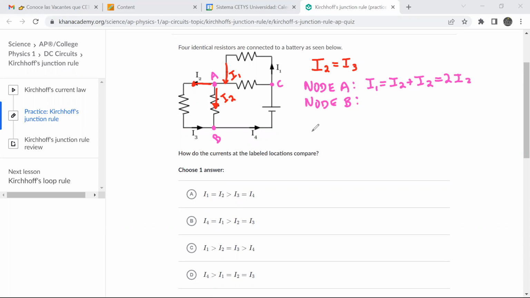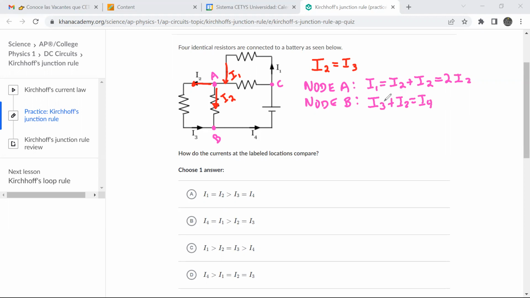Okay. Now let's look at node B. What is going into node B? I2 and I3, but we just said that they're the same. So, let's say, well, I'm going to do it this way. I3 plus I2 equals I4, just to write it down like you guys said, okay?